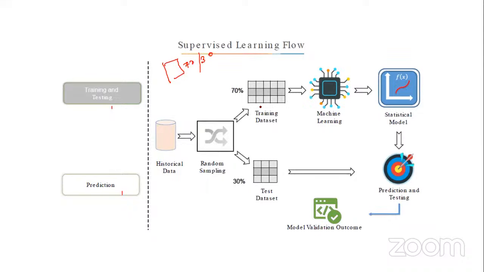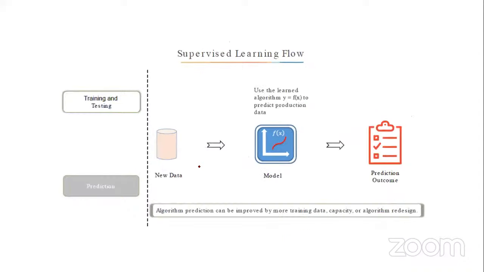We will train the model, then we will create the model. Then we will test on the remaining 30% of our data for validation. If the 30% is correct, then we will go for prediction. We'll supply a new value, and for that value we will get the output. So this is what supervised learning is.